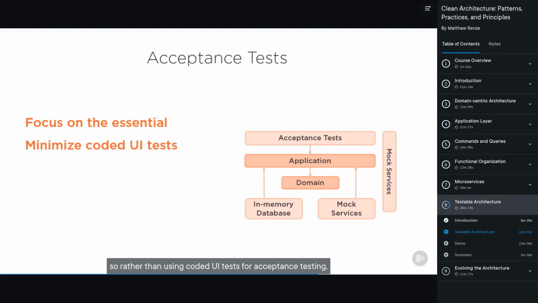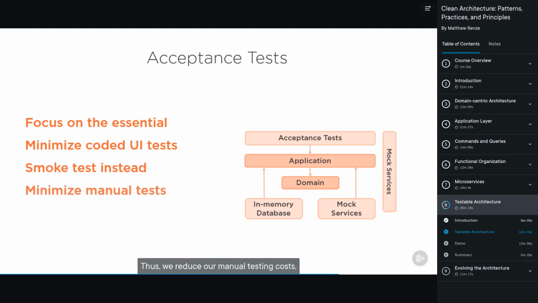So, rather than using coded UI tests for acceptance testing, we can instead reserve them for what are called smoke tests. Smoke tests are a very small number of simple full system tests that just verify that the application actually runs and nothing more when all the pieces are assembled at runtime. This reduces the cost of creating and maintaining a large number of these costly and complex coded UI acceptance tests and reduces the likelihood of false positives, which degrades our confidence in our comprehensive suite of tests. In addition, this also allows us to minimize the number of manual acceptance tests as well.